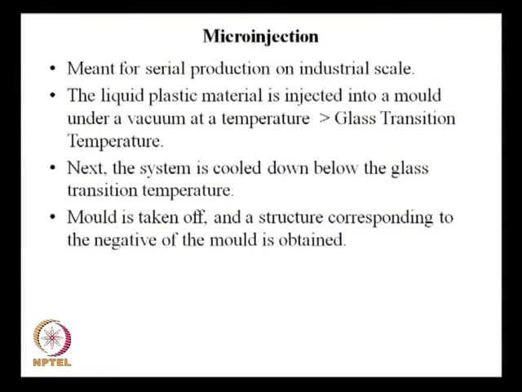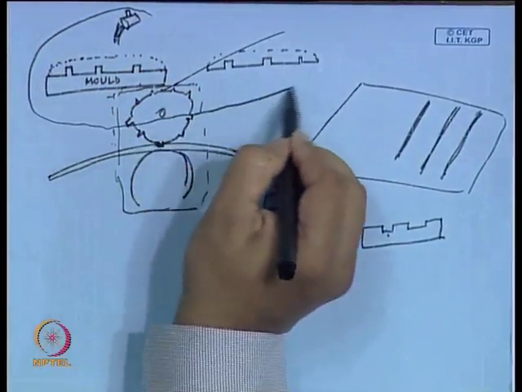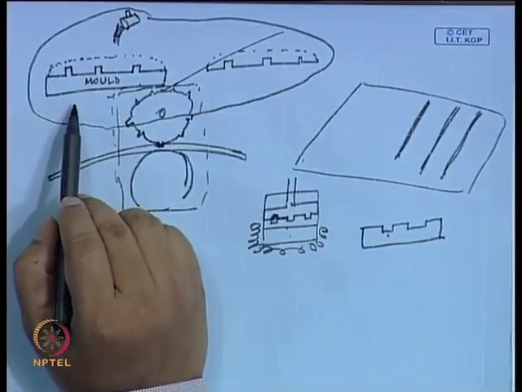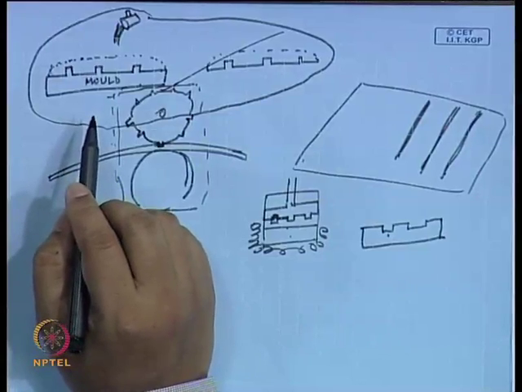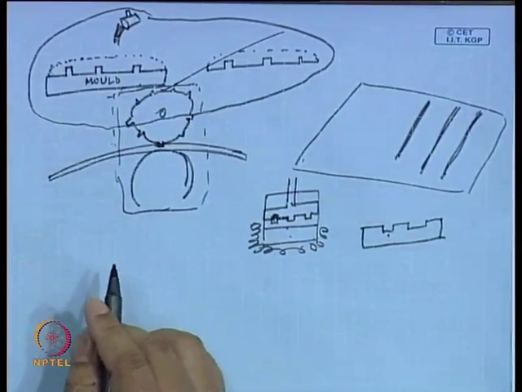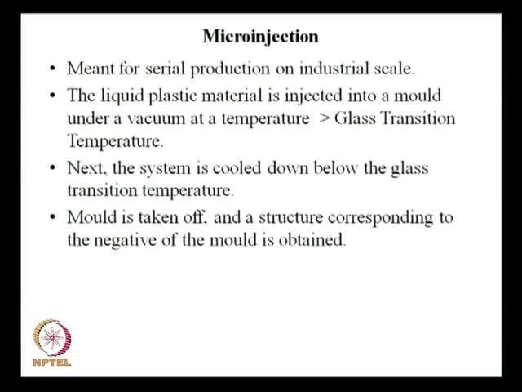The next topic that I have here goes by the name micro injection, and this is meant for serial production on industrial scale. It is basically a molding process, but not like the method that we discussed here. This method is not a good practice when it comes to serial production on industrial scale. On industrial scale, the injection molding that is commonly used for polymeric materials is borrowed to generate, on a continuous basis, serial production of micro scale devices.